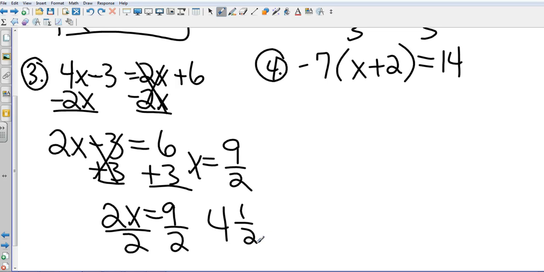Yes, ma'am? So can you have that as 9 over 2? Absolutely. You can just leave it at 9 over 2, put a box around it, and walk away. I'm totally fine with that. Saves you some time. You don't have to do anything else with it.